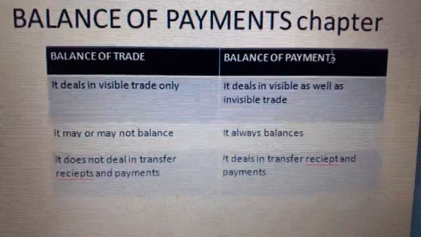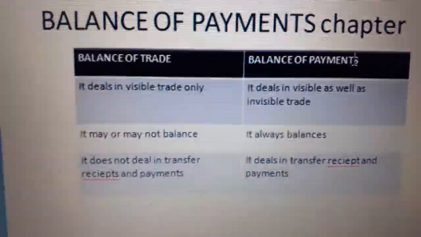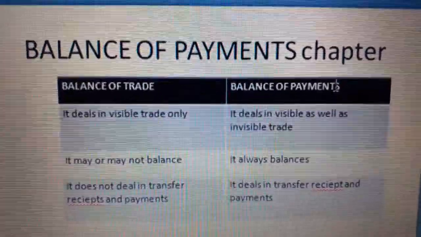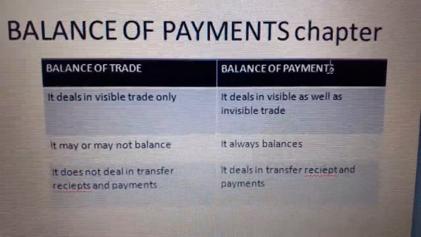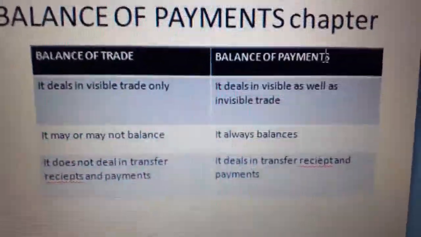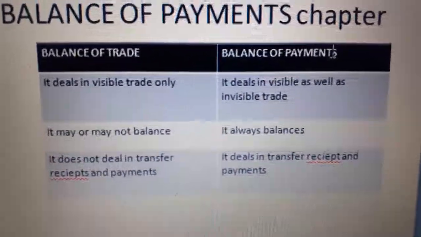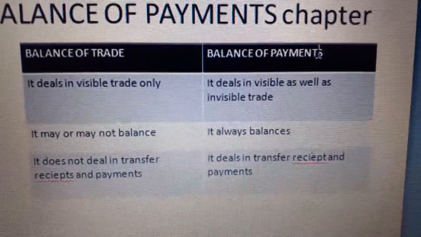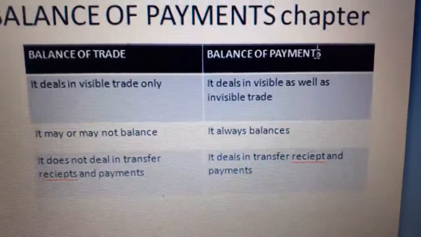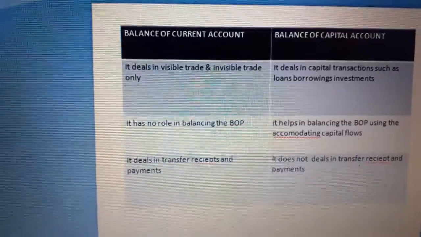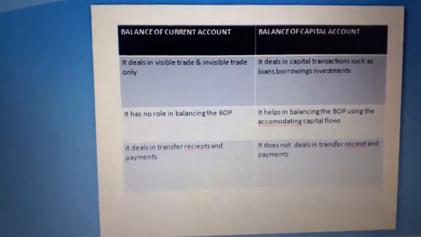Okay, so these are the three differences, and if you get a question, you will at the most get a question for 2 to 3 marks. So getting 3 points will be good enough for differences between the different accounts. Now we'll go in for our second difference.